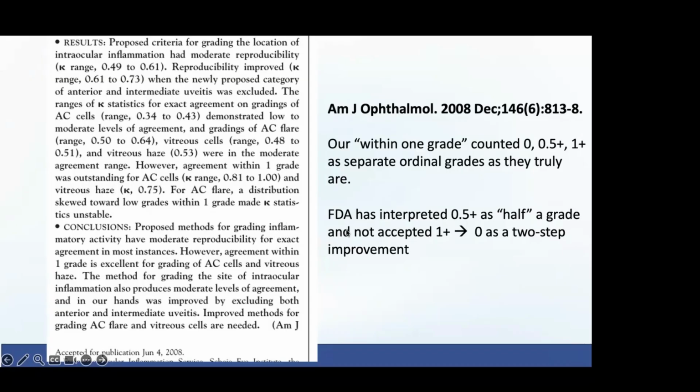And so this established that anterior chamber cells and vitreous haze could be used in clinical trials, and it would be reasonably reproducible if we do within one grade. We counted 0, 0.5 plus and 1 plus as separate ordinal grades in our analysis, but the FDA has interpreted 0.5 plus as half a grade and considers going from 1 to 0 as only a one-step improvement. So that didn't work out quite the way we would have liked. We should have called this like A, B, C, D.